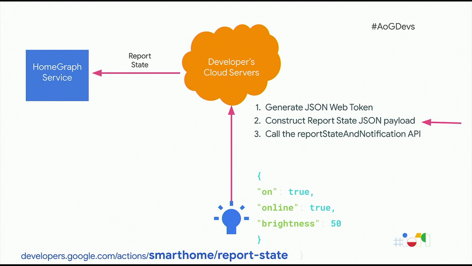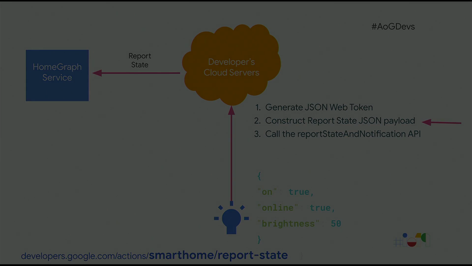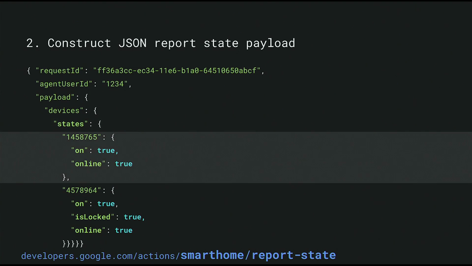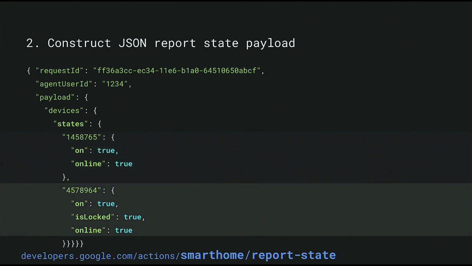So now that we have the token, let's look at the payload. When the device changes state and lets your cloud know of this new state, you're going to create this JSON payload. You see here, we have the agent user ID for which this device list has changed its state. And then we have two devices here. The first one is on, and it's online. And the second one, probably a lock or a door, is locked. So you specify this JSON.